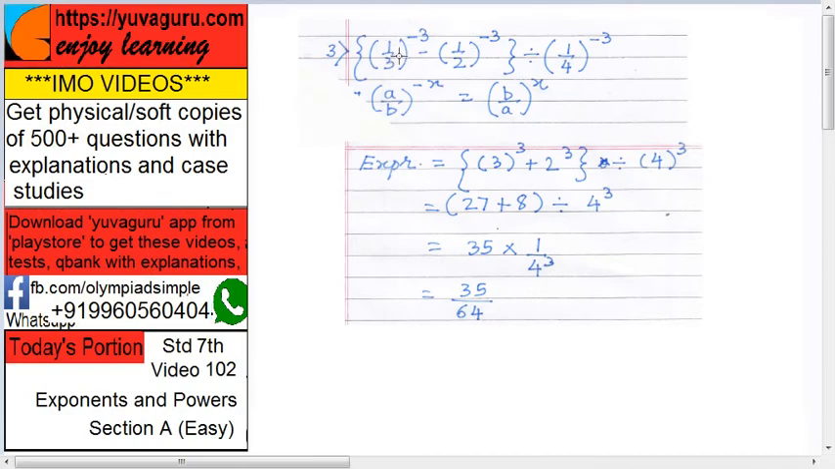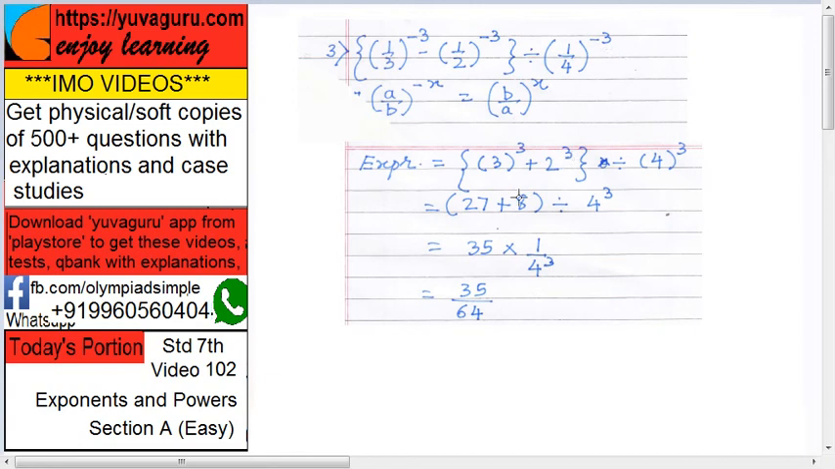So it will become what? 3 raised to 3. Right? Similarly, 1 upon 2 raised to minus 3 will become 2 raised to 3. Right? Divided by, as it is, 1 upon 4 raised to minus 3. It will become 4 raised to 3. Right? Again, pause the video and go back to the laws of indices sheet.